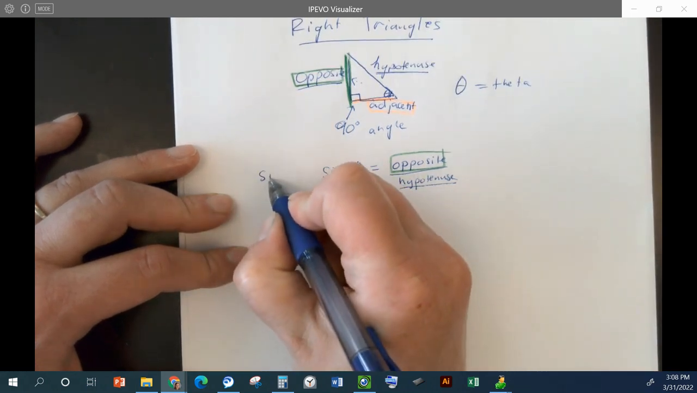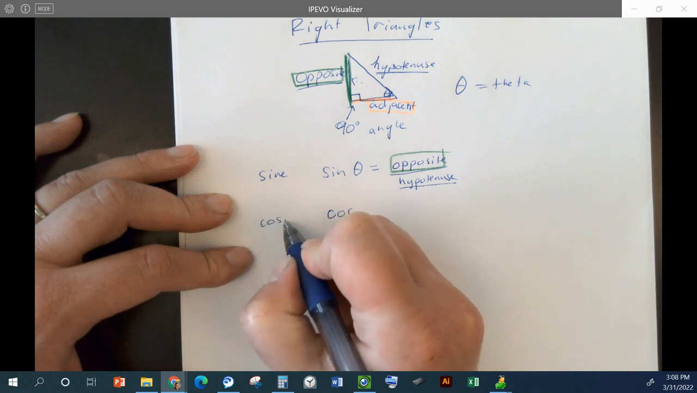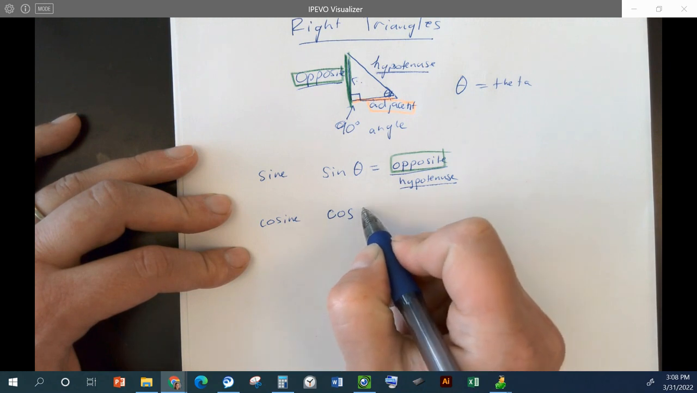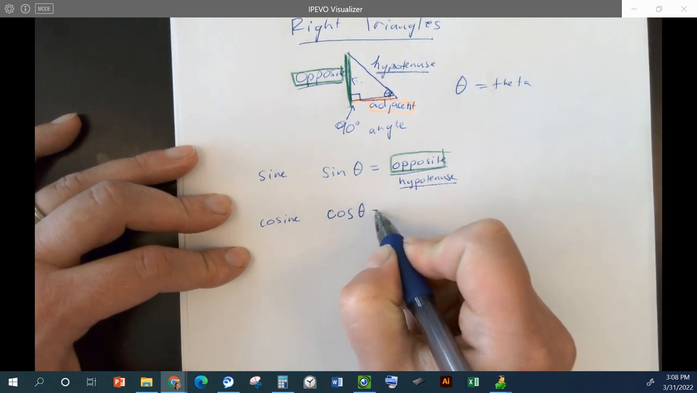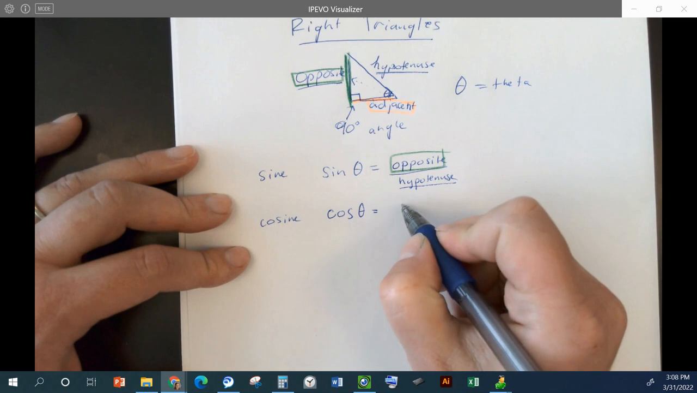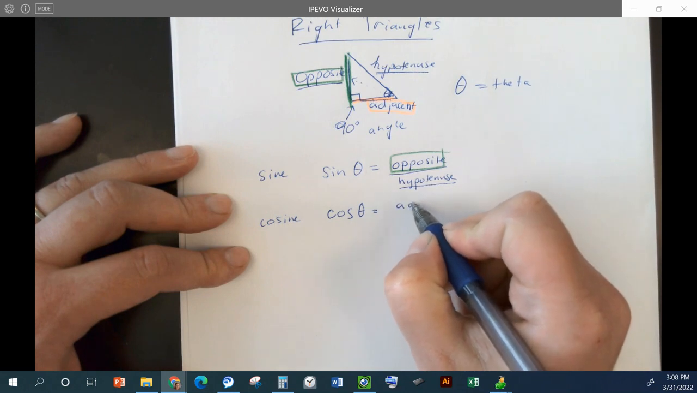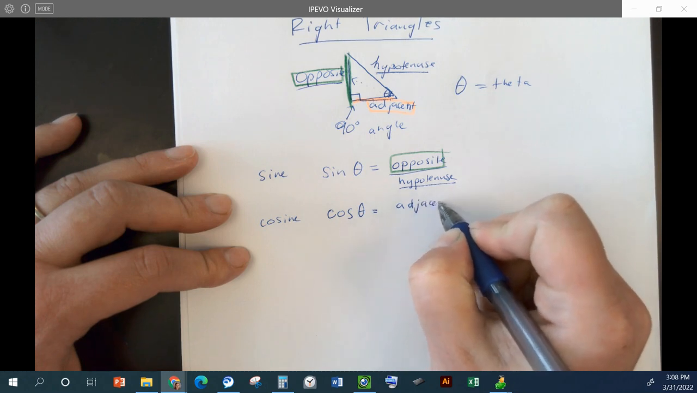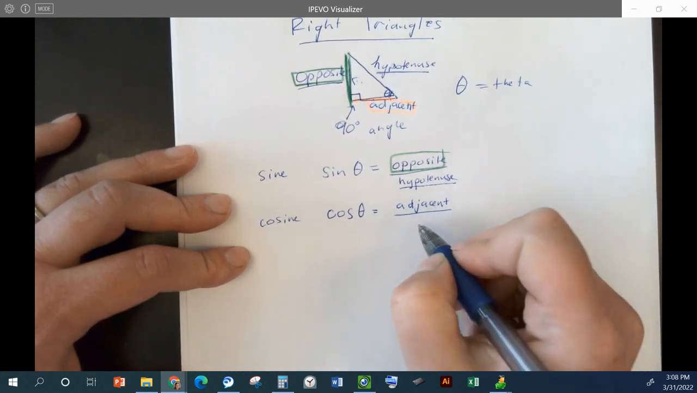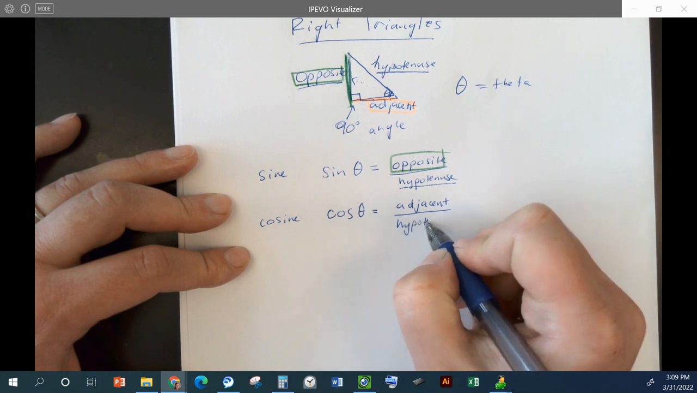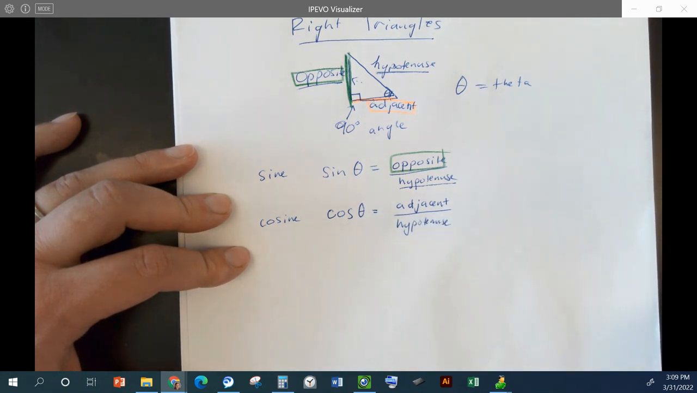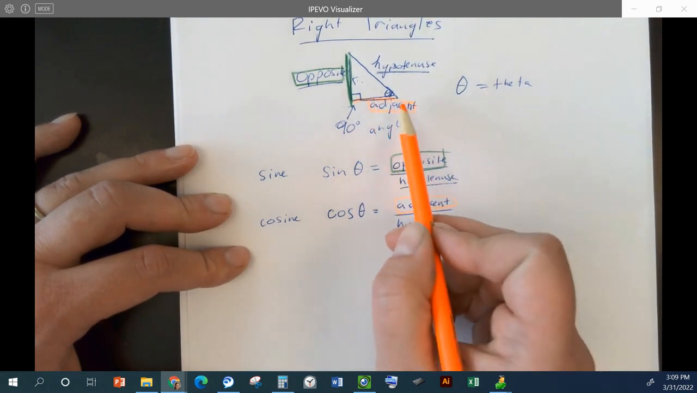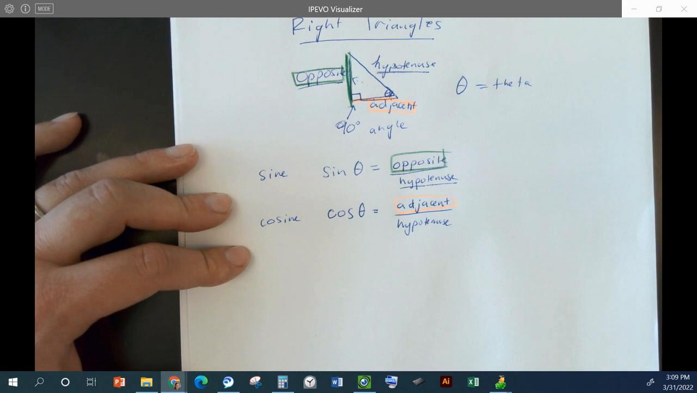So this name is sine. This is cosine. But on your calculator, it will look like this, COS, cosine. The cosine of theta is the adjacent over the hypotenuse. So if we have this side length, it's going to be this side length over the hypotenuse length.